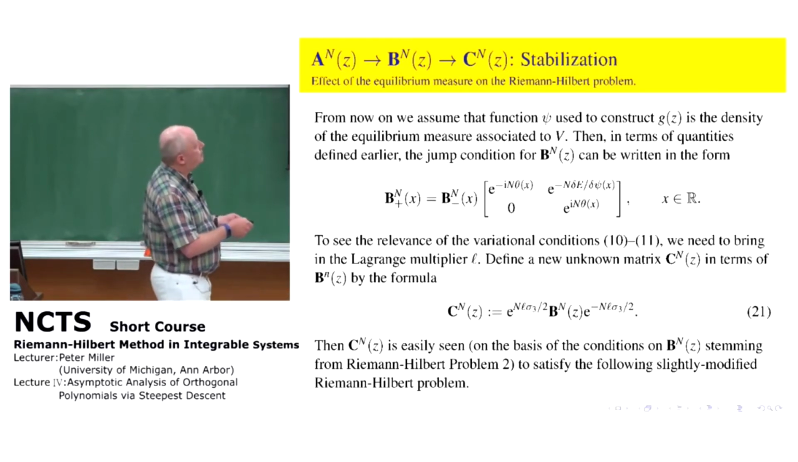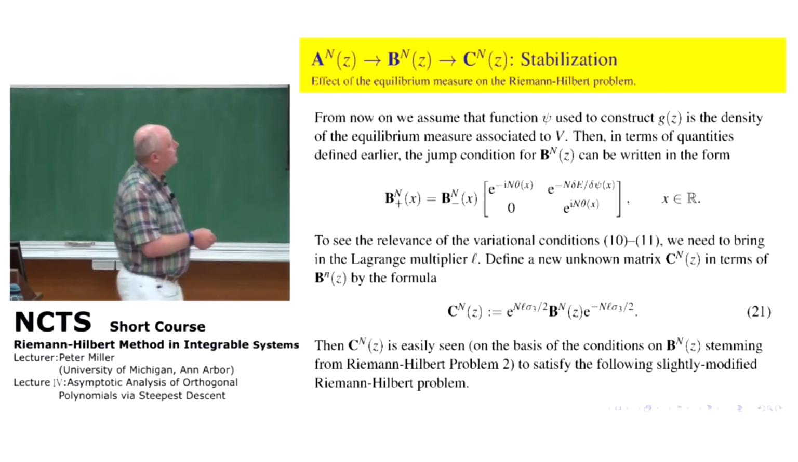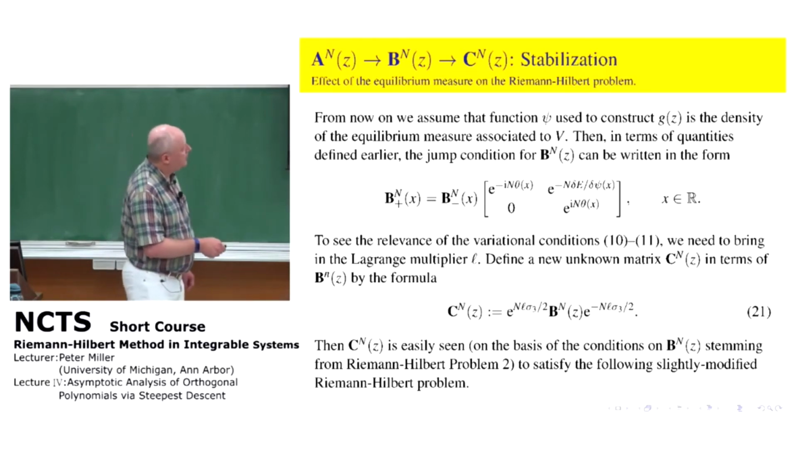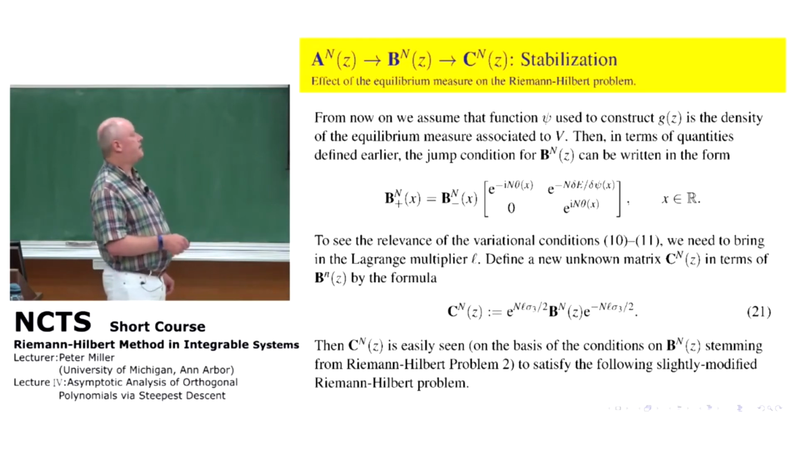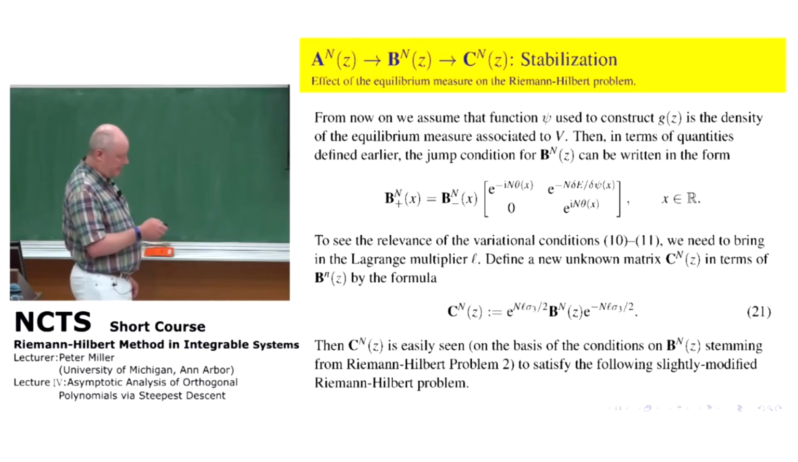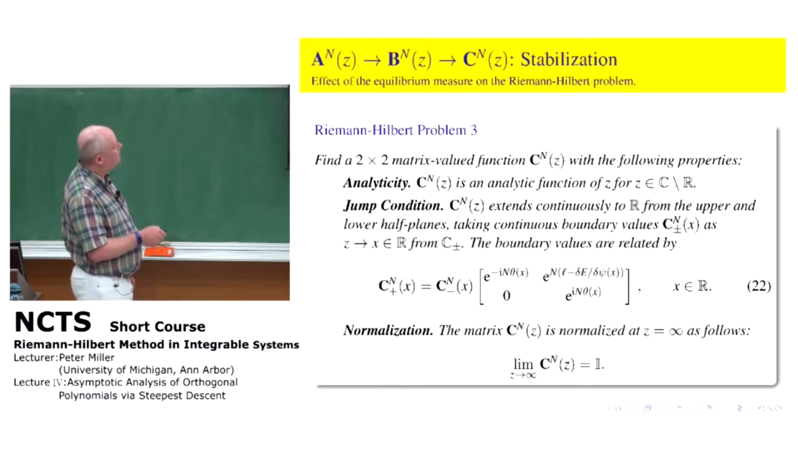So it would be great if we could get a minus or a plus n times L in this exponent without messing this stuff up. That's easy to do. That's the last little step here. We'll define a new unknown matrix C in terms of B by this formula here. So we're just conjugating by e to the n L sigma 3 over 2. The effect of this on the jump condition is exactly to add plus n times L in the off-diagonal entry. And that's it.